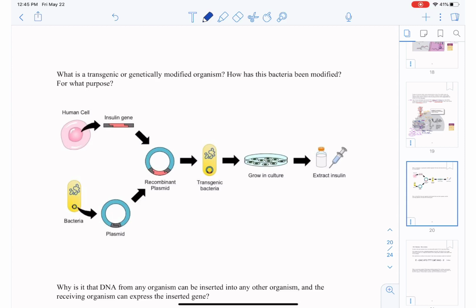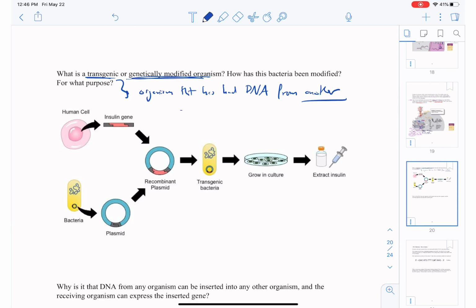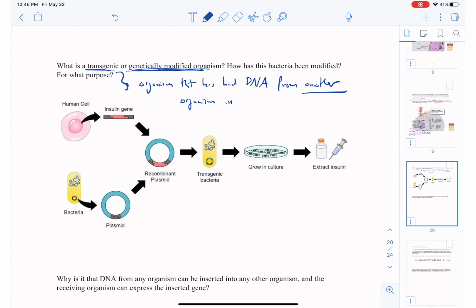And the last thing I want to talk about with respect to gene expression are transgenic or genetically modified organisms. So what is a transgenic organism? What is a genetically modified organism? Well, it's an organism that has had DNA from another organism inserted into its genome.